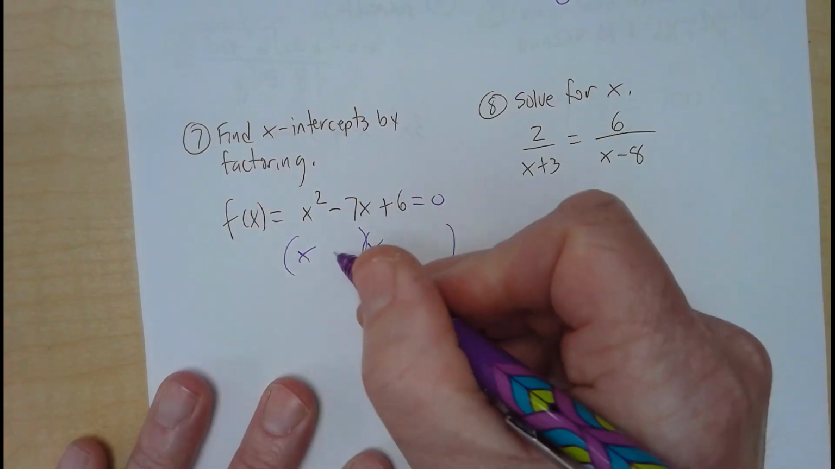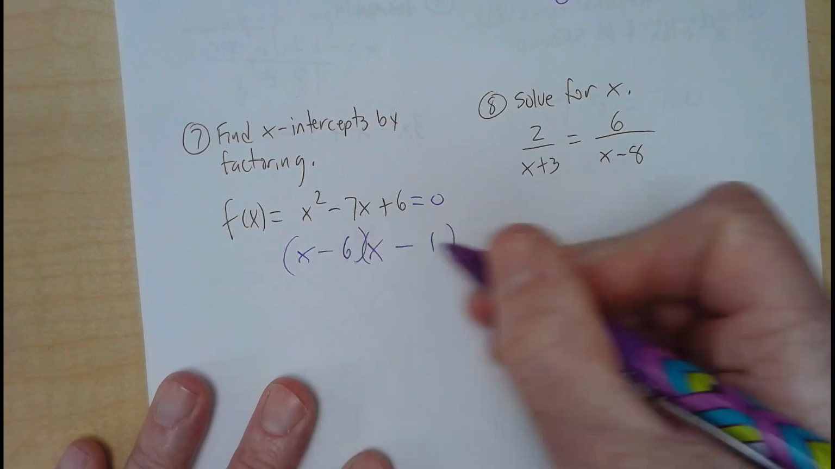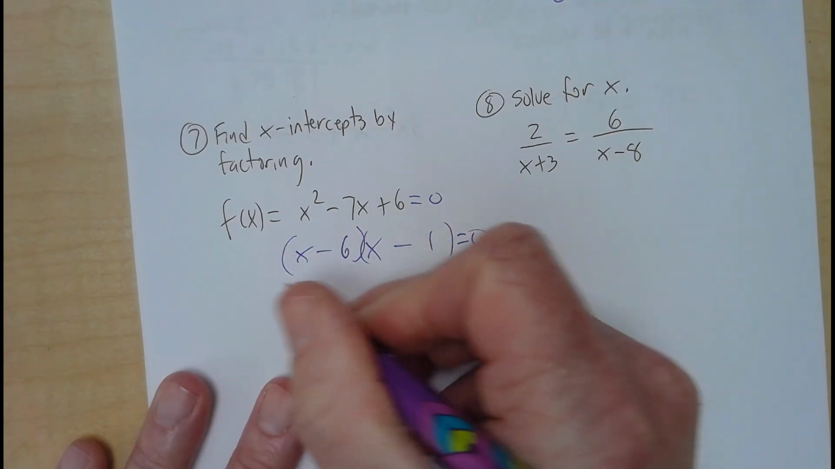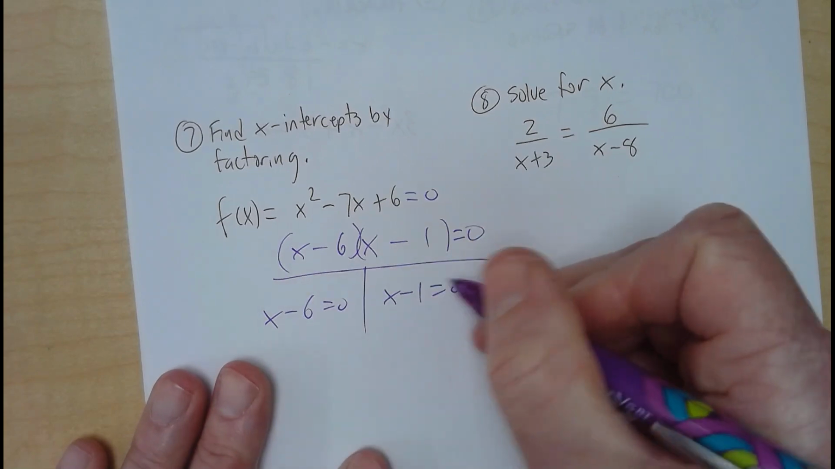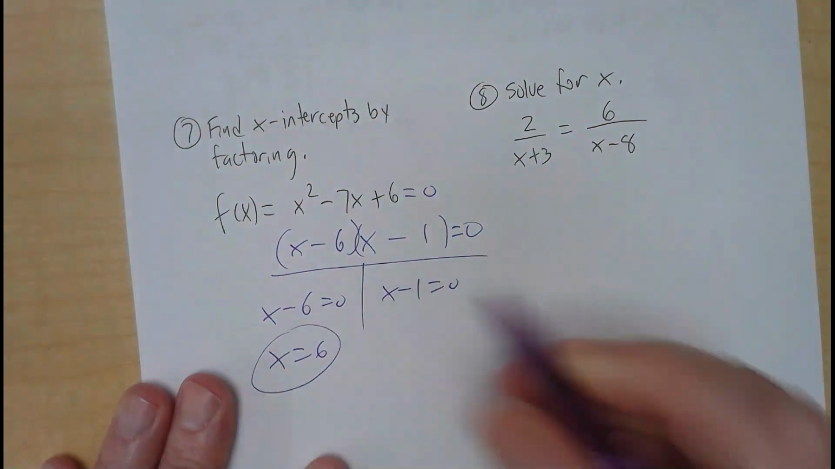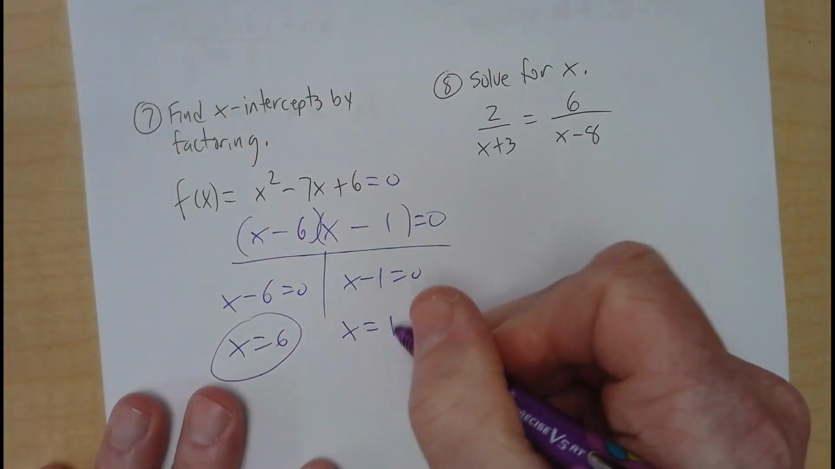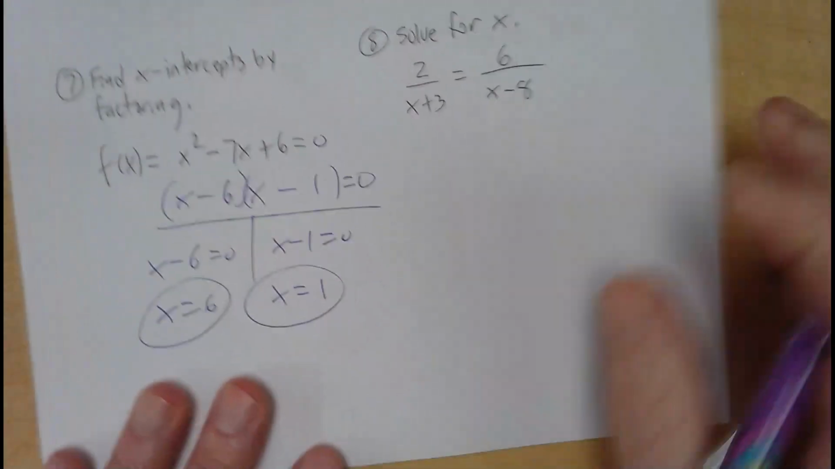And 6 and 1 would make the 7 if these are both negative. So we do zero product property, and we get each factor equal to 0. So we get x is 6, and I get x is 1 by adding those over.